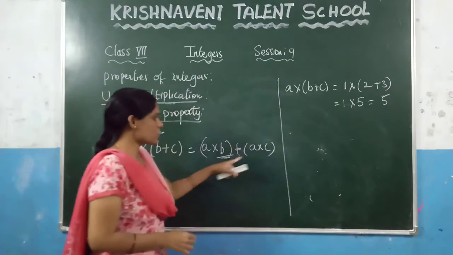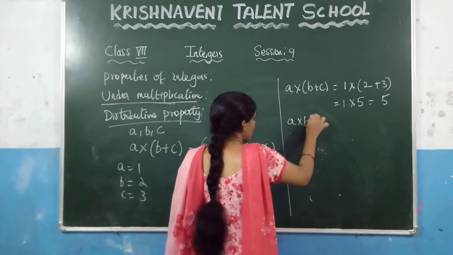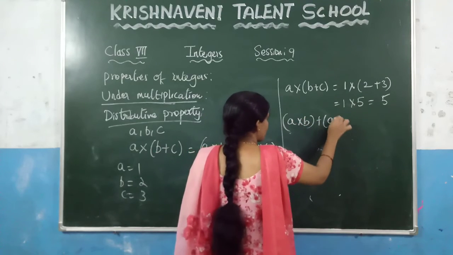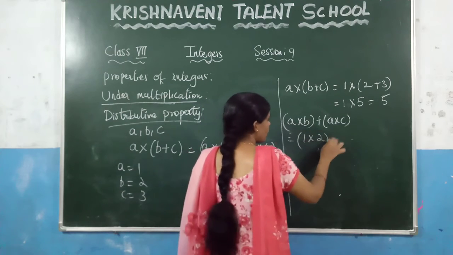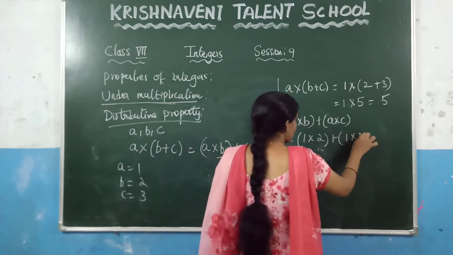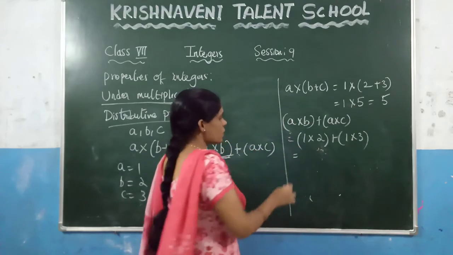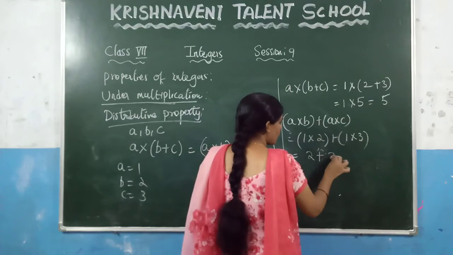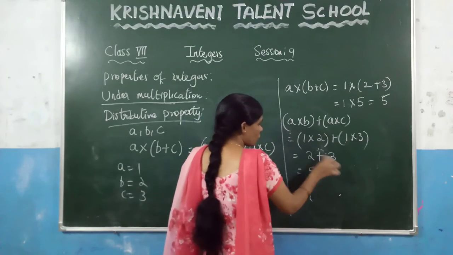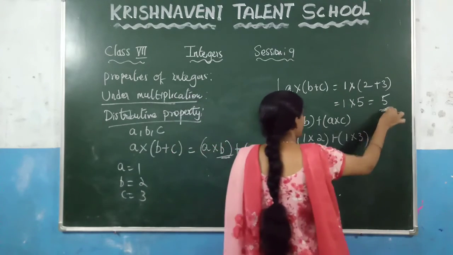Now we need to check the value of RHS. It states a into b plus a into c. We need to calculate this value. What is the value of a? 1, b value 2, a value 1, c value 3. Now you need to solve what is in the brackets first. What is the value of 1 into 2? 2. Plus what is the value of 3 into 1? 3. What is the value of 2 plus 3, which is 5. Here we got the answer as 5.